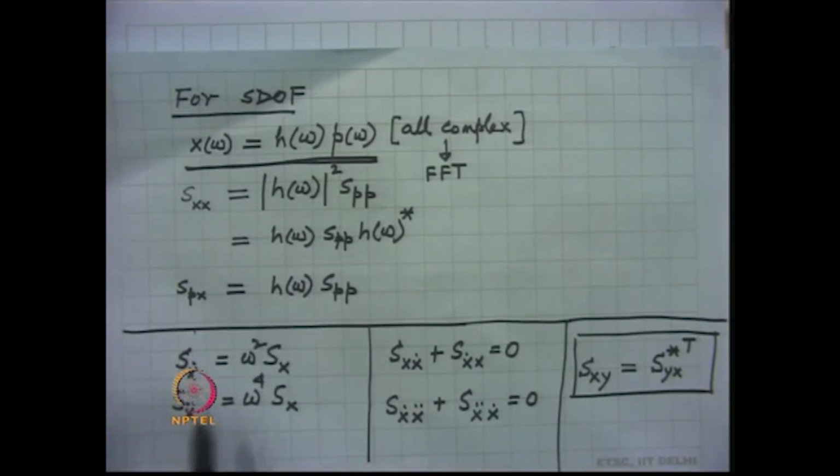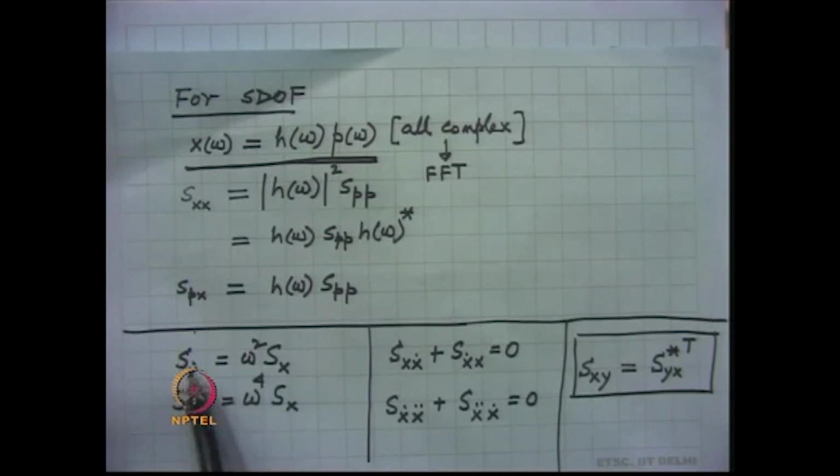Apart from that, we also had proved in the previous lecture that the power spectral density function of velocity is equal to omega squared times the power spectral density function of displacement, and the power spectral density function of acceleration is equal to omega to the power 4 into the power spectral density function of displacement.